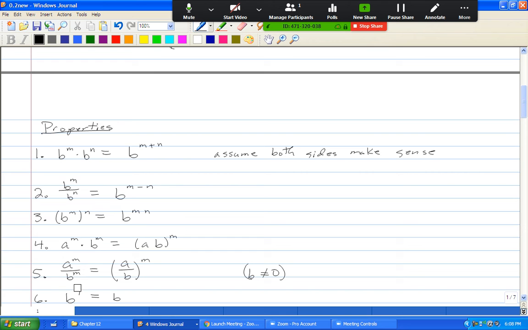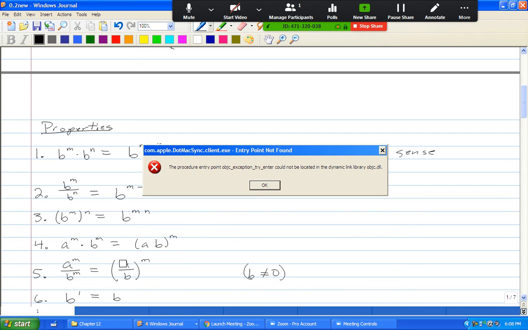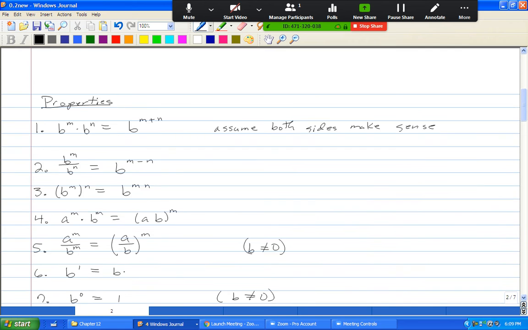Similarly, if I have the ratio of two differing bases to the same exponent, then I take the quotient of the bases and raise that to the mutual exponent. Of course, just to be explicit, remember I'm assuming that either both sides of my equation exist, or if one side doesn't exist, then the other side doesn't. If b were 0, then neither side of this equation would exist.